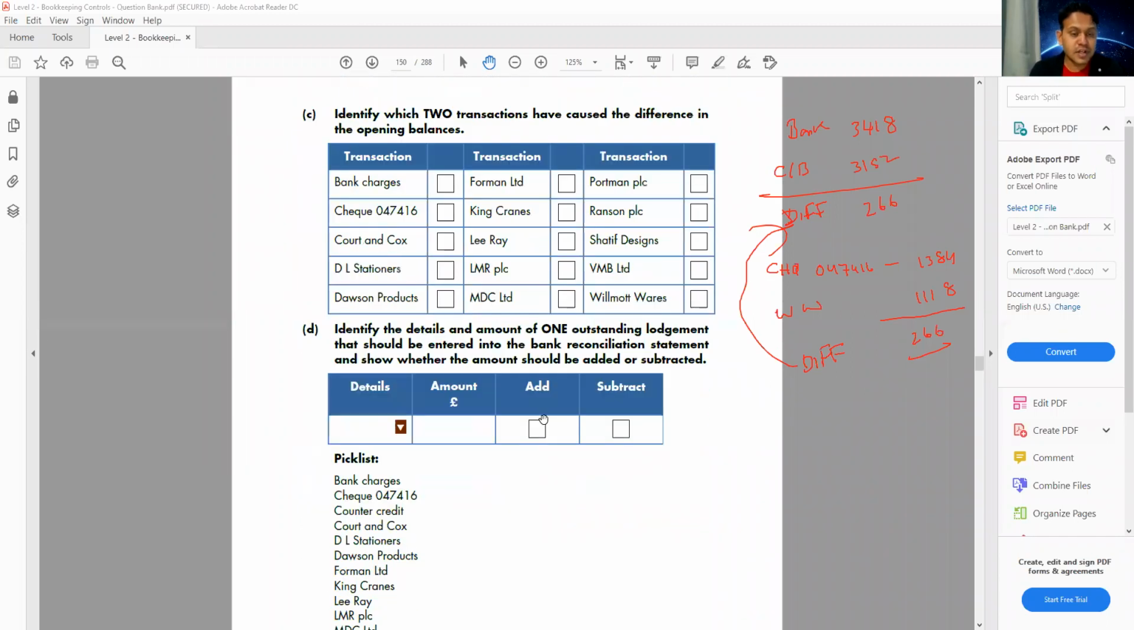So here are the two transactions you already found. The first one is check number 047416. This is this one. Next one is WMW, that is Walmart and Words Districts.